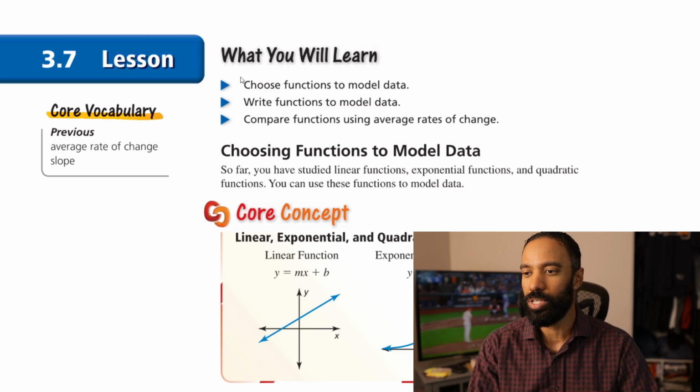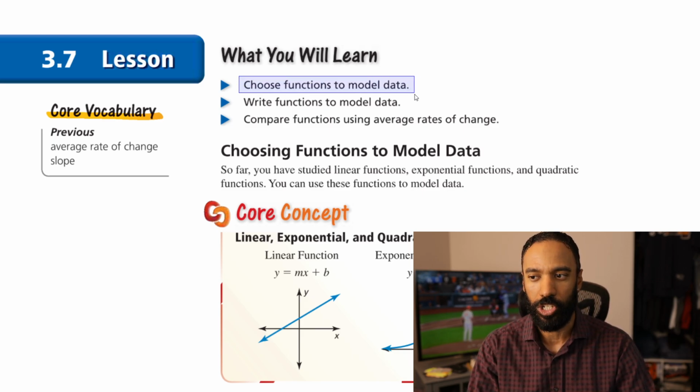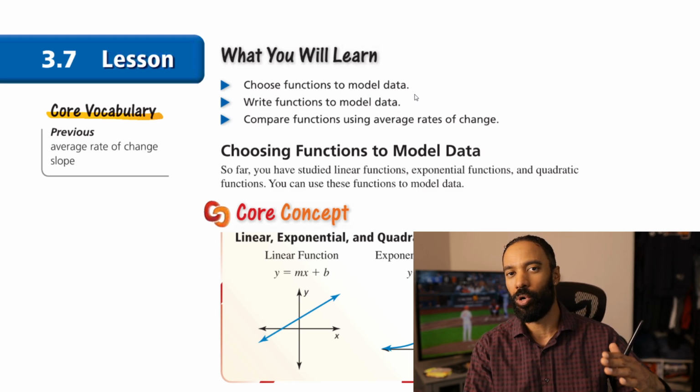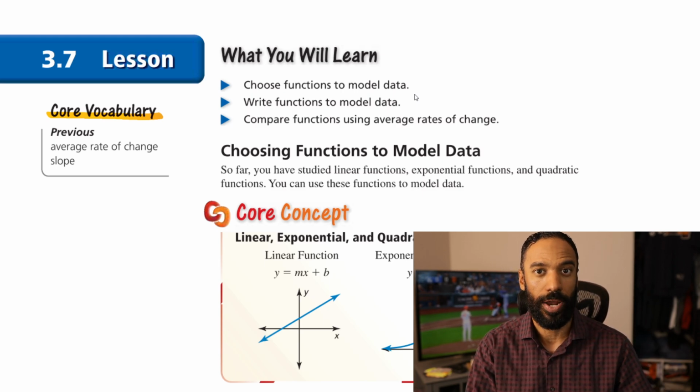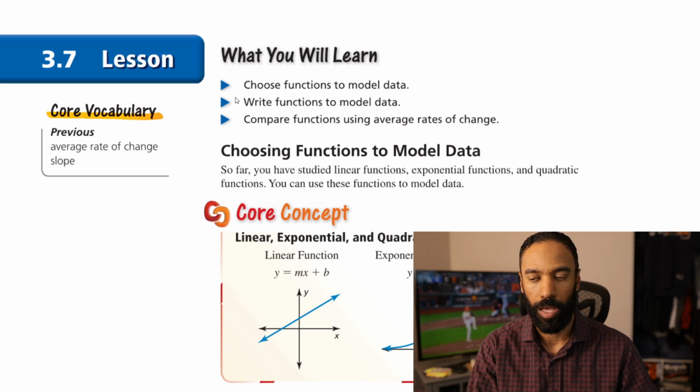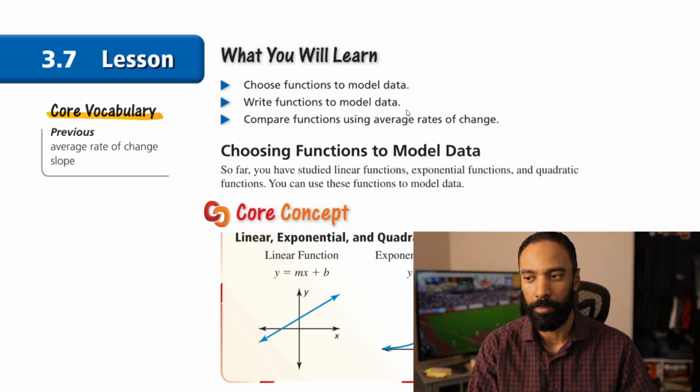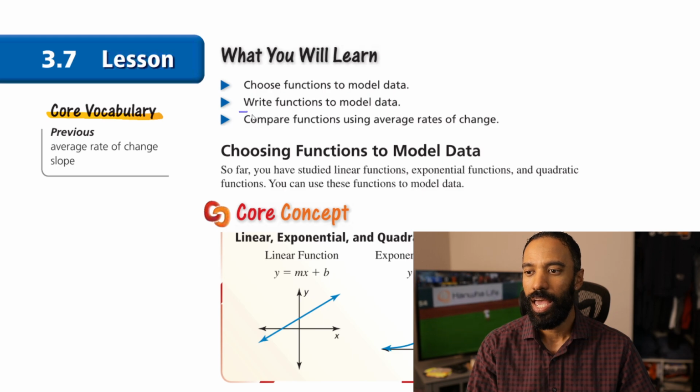What you'll learn: you'll choose functions to model data. So are you choosing linear, exponential, or quadratic based on the data that you have? Write functions to model data and come up with them based on the kind of function you're going to use, and compare functions using average rates of change.